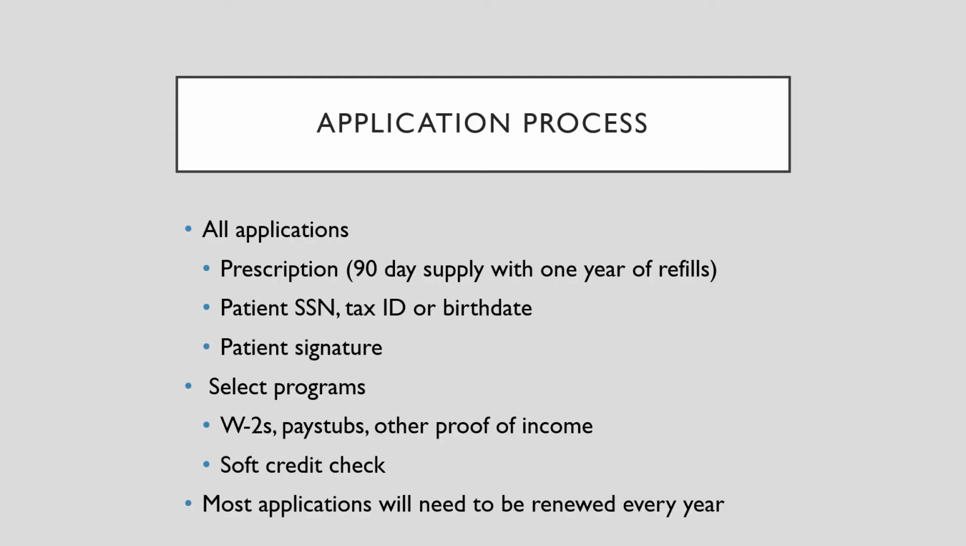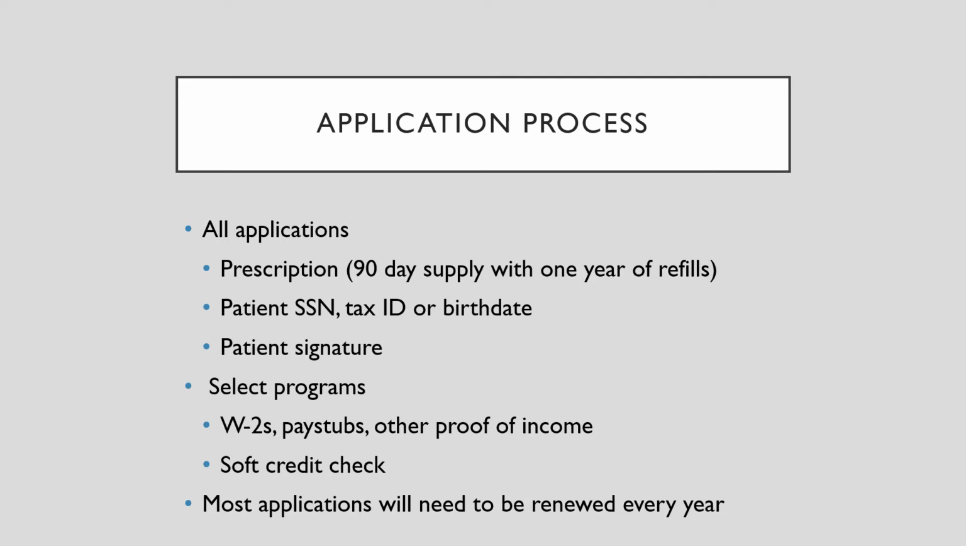Most PAPs have simple applications, but all will require this basic information: a prescription from their provider. Most programs will send a 3 to 4 month supply, and this will automatically ship once the patient is due for a refill, so the prescription will need to be written appropriately. Also, patient identification by either a social security number, a tax ID or birthday, and the patient's signature.